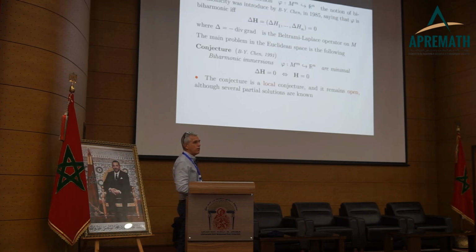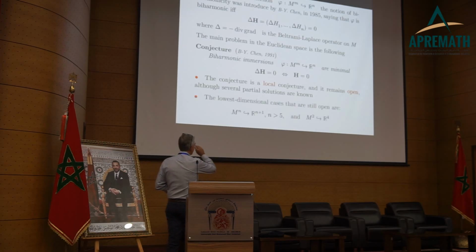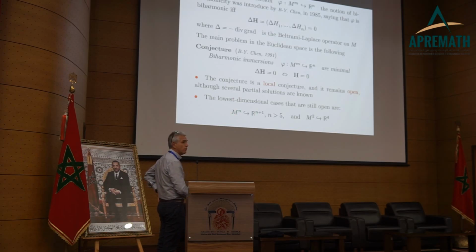There are plenty of works, there are several cases when the conjecture is true, but the general case is not solved. And I would like just to point out to you the two lowest dimensional cases which are still open. So for hypersurfaces, up to n equal 5, that is, up to hypersurfaces in R6, it is known that the conjecture is true. But in higher dimension, it is open. But more critical is that we don't even know if the conjecture is true for surfaces in R4.